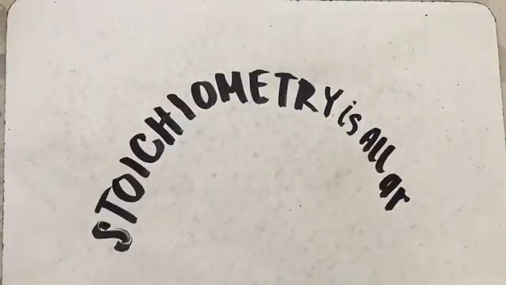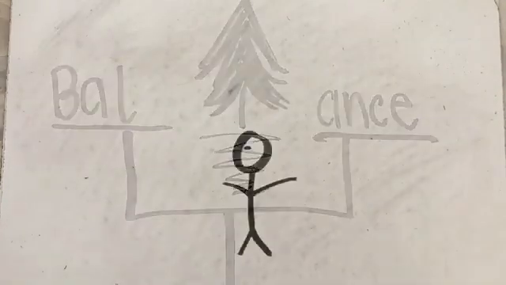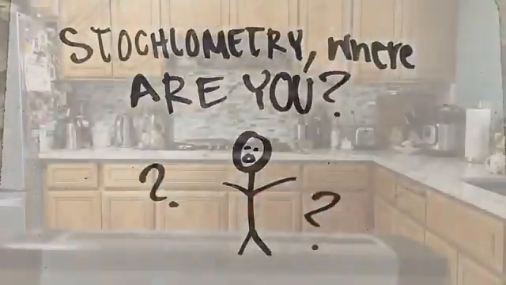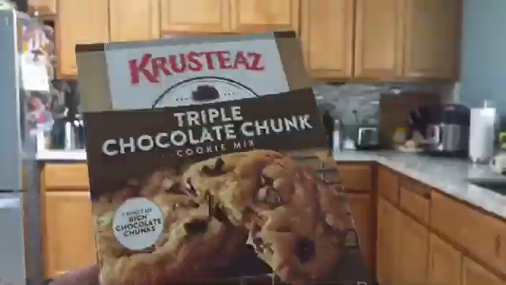Stoichiometry is all around us. It's the balance between Earth's elements. This might seem very vague and complex, but sometimes it's something simple. Like baking cookies. Believe it or not, baking cookies is also carrying out a chemical reaction.